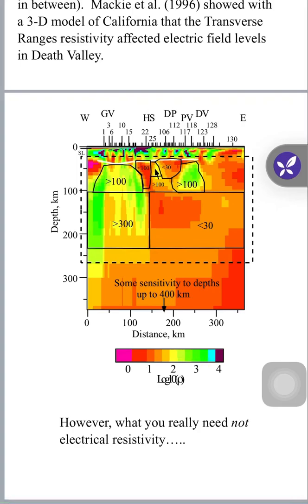And this is again a 2D model section over 300 kilometers laterally against a depth of over 300 kilometers.